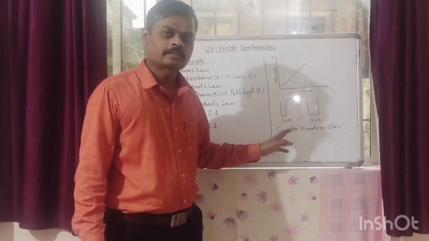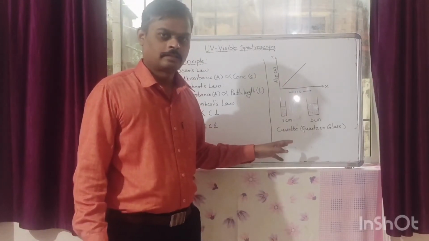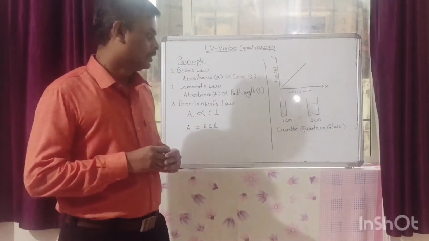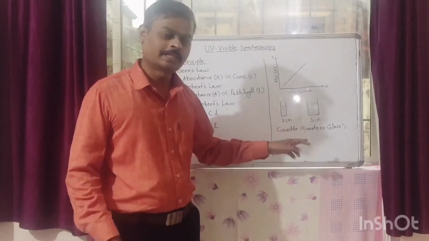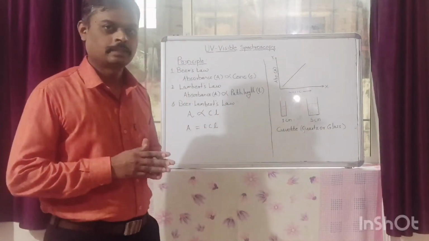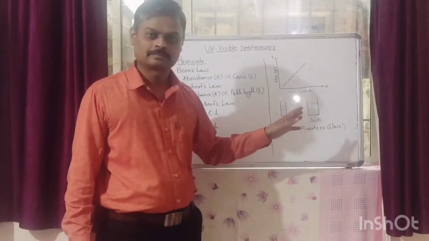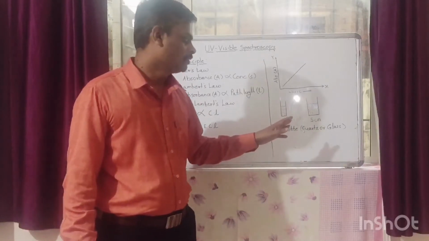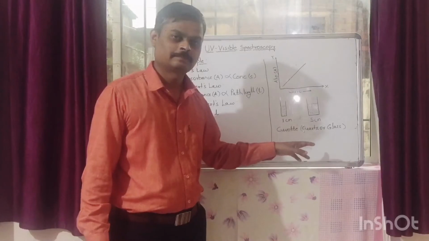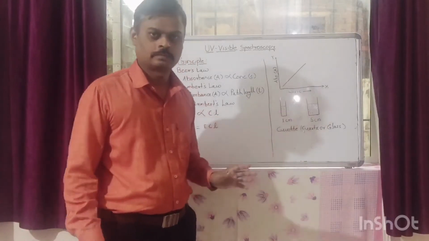Cuvettes are generally prepared using different materials. Preferably used materials are quartz and glass. Glass cuvettes are not very expensive, whereas quartz cuvettes are very expensive.